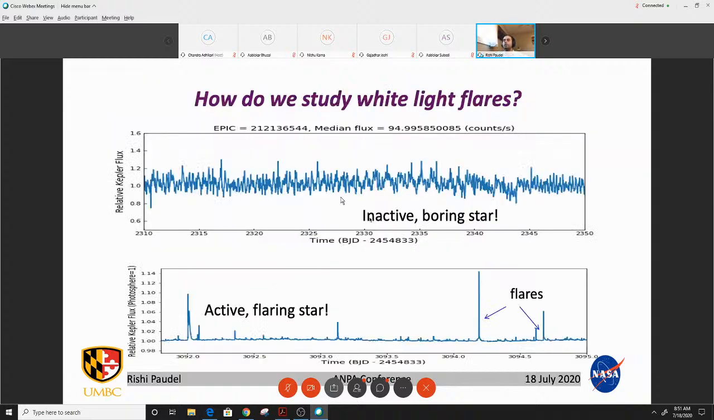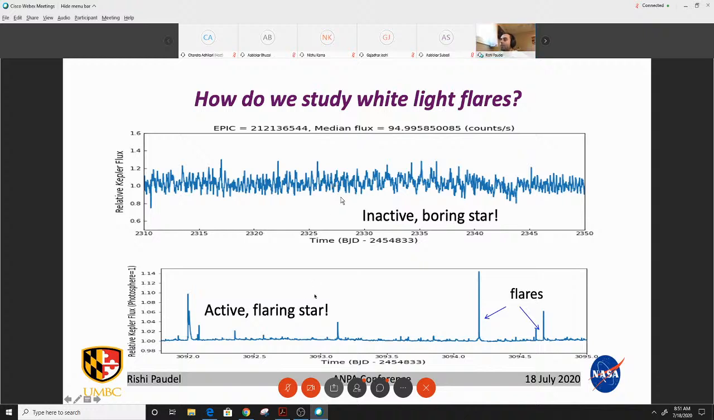How do we study flares? We analyze the light curves which are obtained by the TESS mission, Kepler mission, and the ground-based observatories. A light curve is simply the plot which shows the variation of flux with time. So in this plot here, the flux is on the y-axis and time is on the x-axis. This is the light curve of a boring star in which we did not see any flares. The variations are due to the noise in the data.